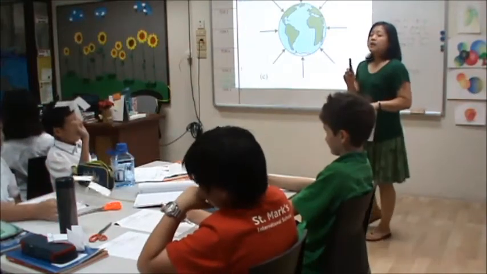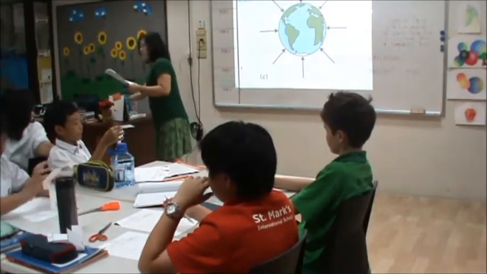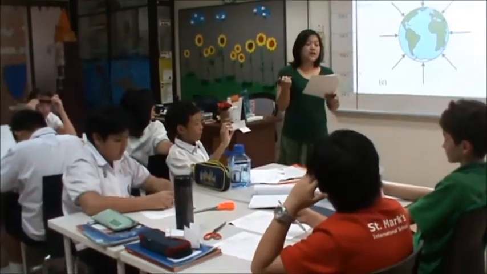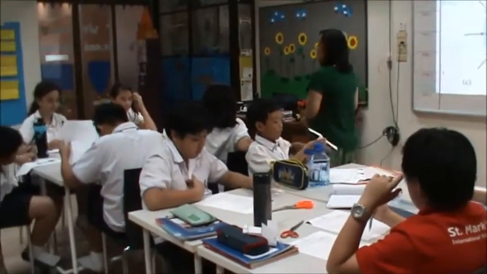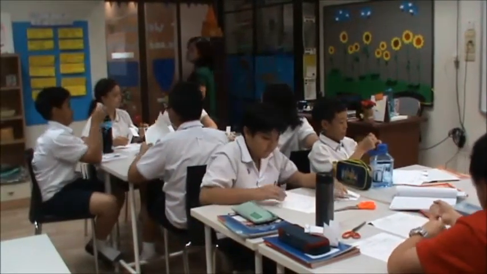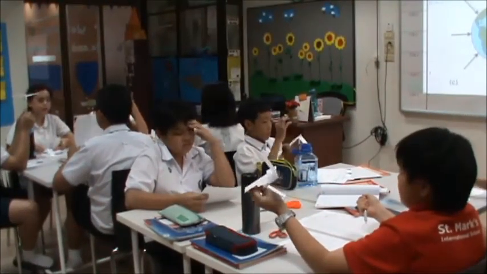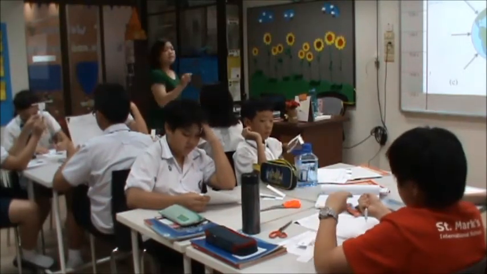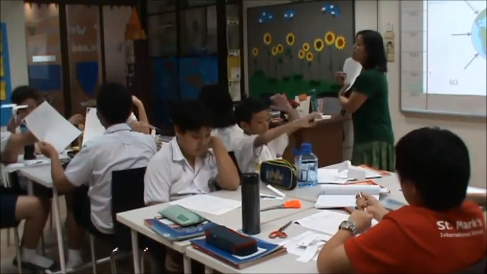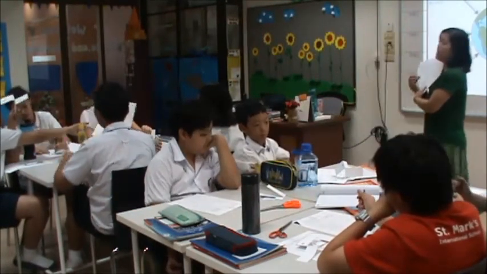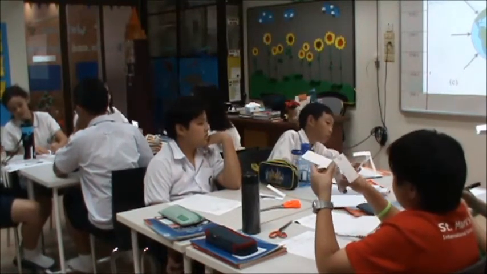How many planes do you need for this activity? You need 3: A, B, and C. Kindly label your planes A, B, and C. That's extra, okay? A, B, and C.